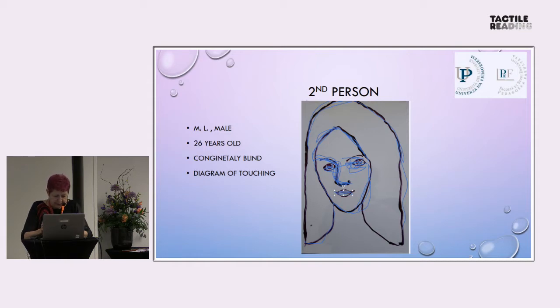The second person was ML, male, 26 years old, congenitally blind. He didn't understand the connection between the eyebrow and the nose. You can see the blue line repeating these lines in a diagram of his touching. He had problems with recognizing the nose, maybe because the lines are together.